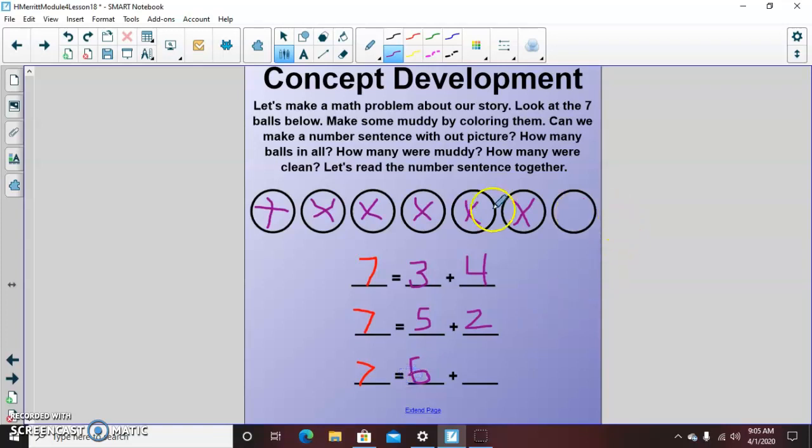6. Plus how many aren't muddy? 1. Put up 6. Put up another finger. And let's see if we're right. 1, 2, 3, 4, 5, 6, 7. Great job. Okay. You guys did such a good job.